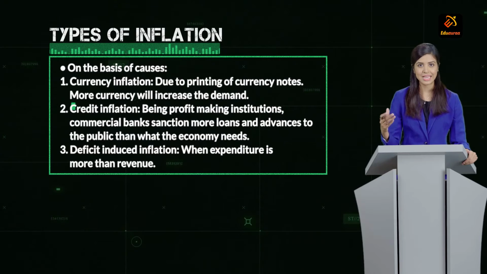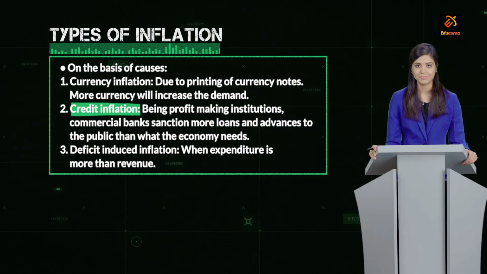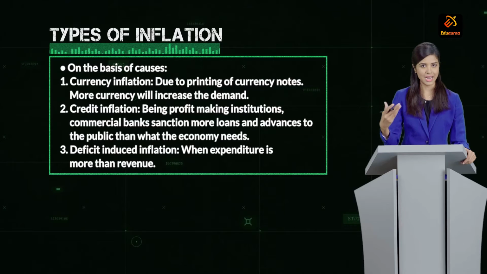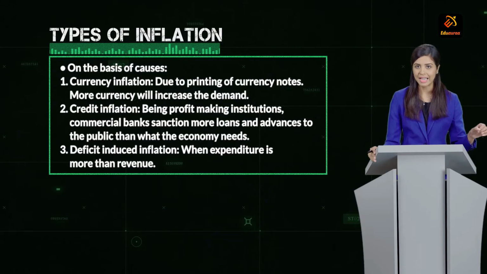The next one is credit inflation. Being profit-making institutions, the commercial banks sanction more loans and advances to the public than what the economy needs. Such credit expansions lead to a rise in the price level.